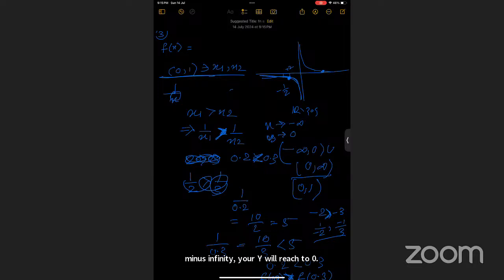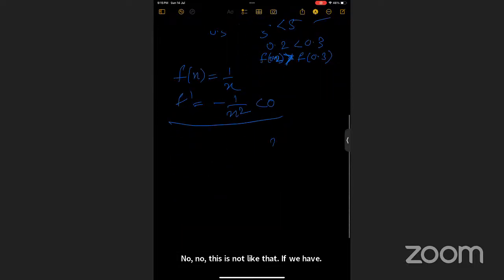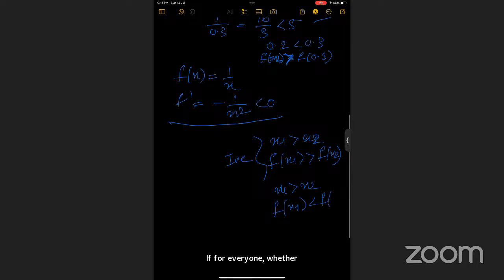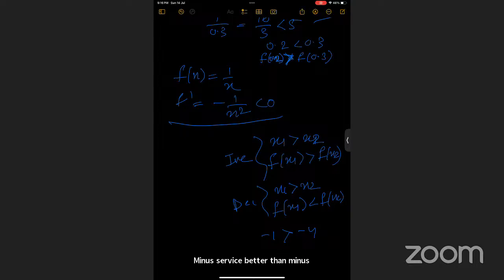No, this is not like that. For an increasing function, if we have some x1 and x2 with x2 greater than x1, and if f(x2) is greater than f(x1), then we say it is increasing. Let's take it like that. -2 is greater than -4, and -1 is greater than -4, right? Let's take an example.